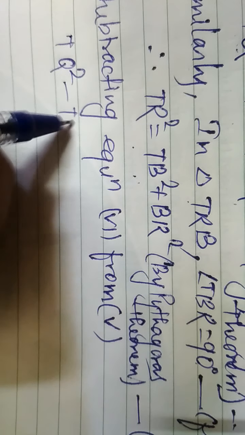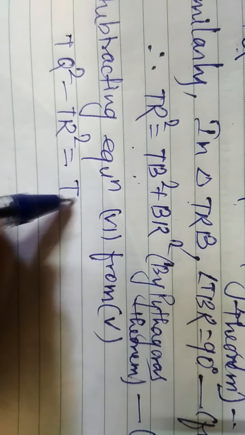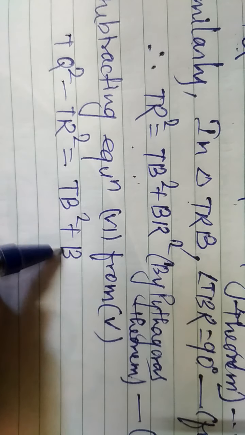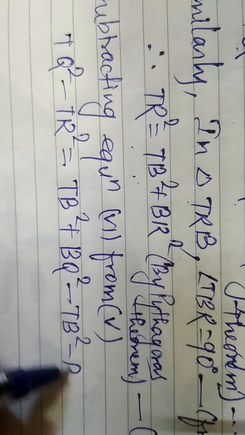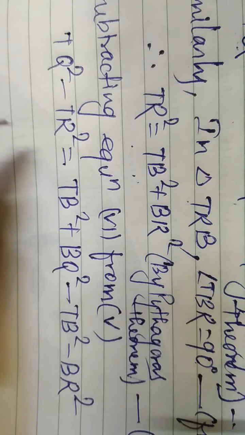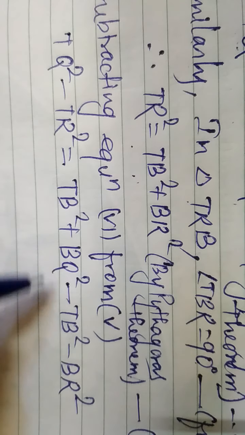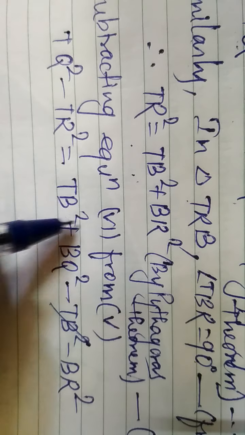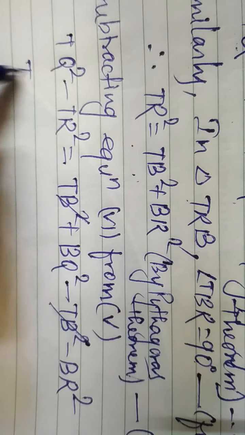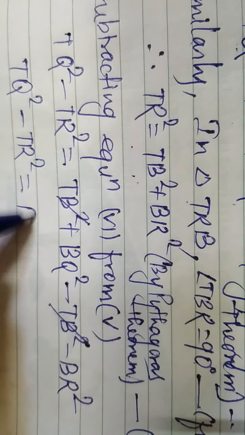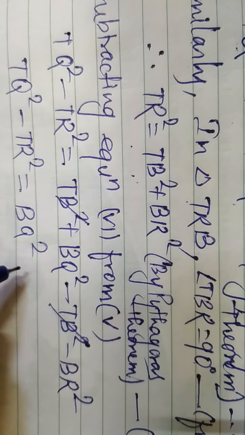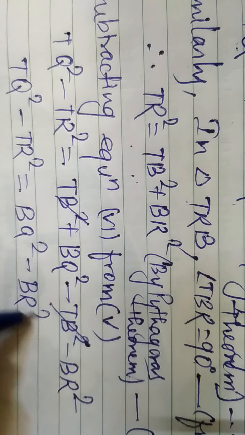So what will we get? TQ square minus TR square equals TB square plus BQ square minus TB square minus BR square. Here TB square and here minus TB square will get cancelled. So what are we getting? TQ square minus TR square equals BQ square minus BR square.